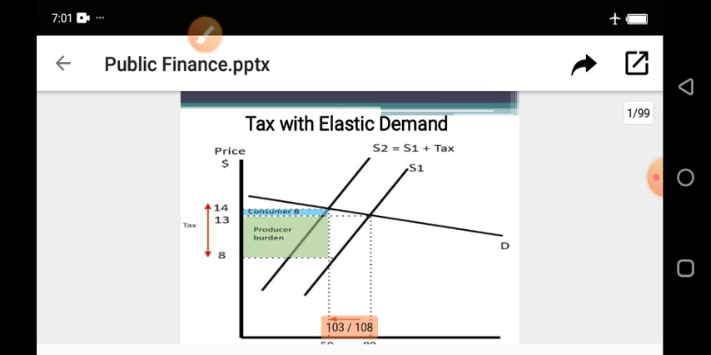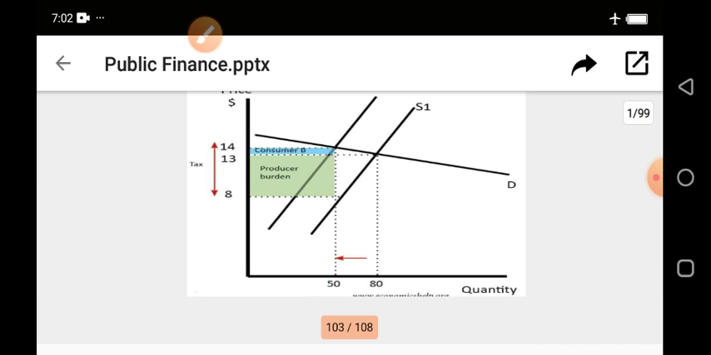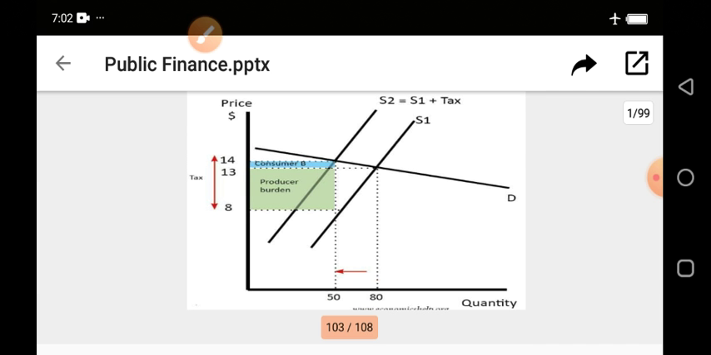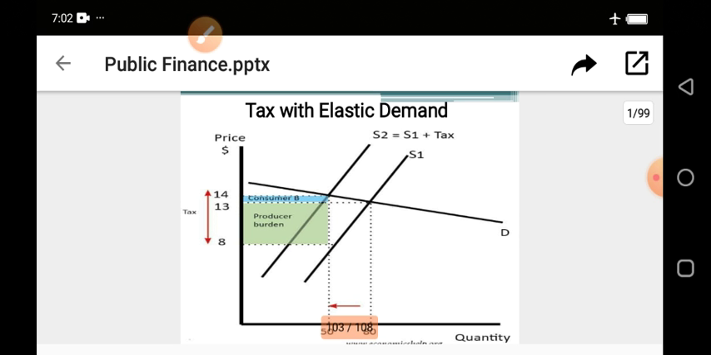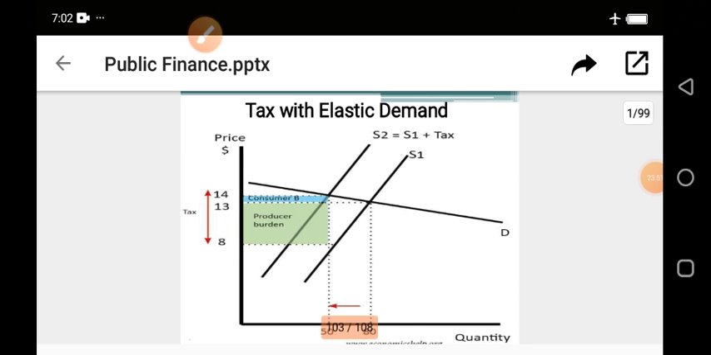Tax with elastic demand. Just as I've explained, tax with elastic demand. Now you notice this, that we have your S1, which is the first equilibrium point, where 13 meets D0. That point is the point of equilibrium. So take note of that. Our point of equilibrium is here.